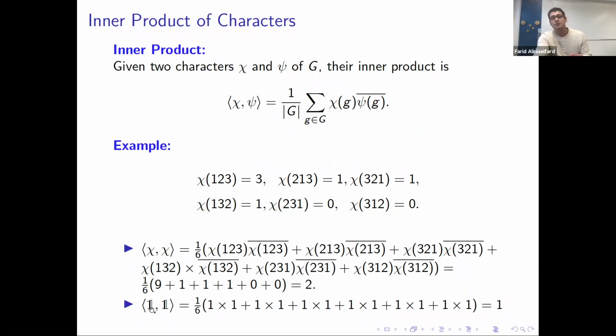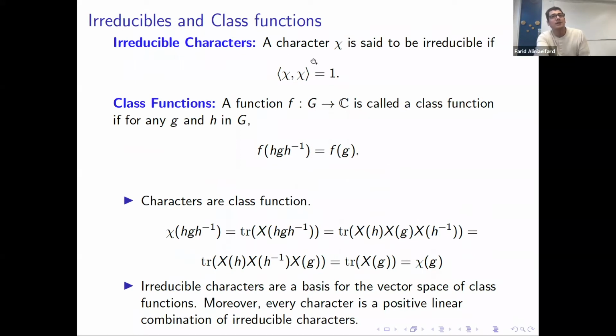And if I do the inner product of the trivial character by itself, everything is going to 1. So I have 6 here, and the cardinality of the group is 6. It's equal to 1/6 times 6, which is 1. These characters whose inner product with themselves is 1 are very important. Actually, they are giving me the building blocks of character theory. And what is that? A character chi is called irreducible if its inner product with itself is equal to 1.